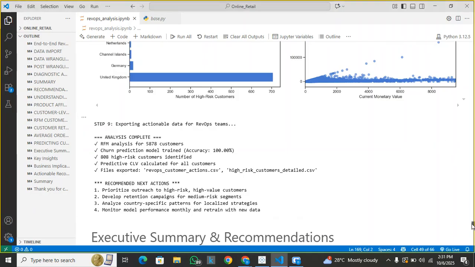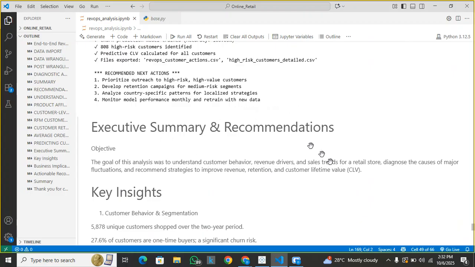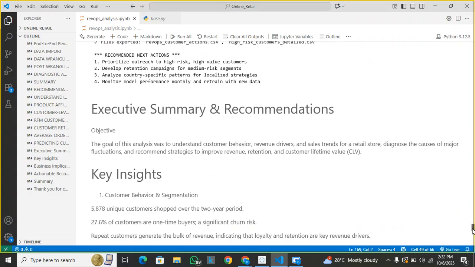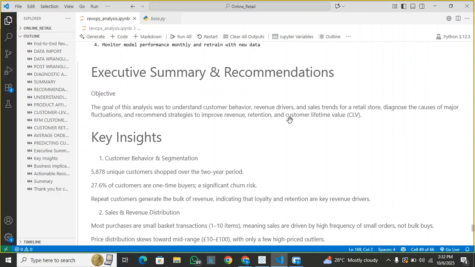The overall summary and recommendation for this business goes like this. The goal of this analysis was to understand customer behavior, revenue drivers, and sales trend for a retail store, diagnose the causes of major fluctuations, and recommend strategies to improve revenue, retention, and customer lifetime value. So, these are some of the key insights that you need to take home.